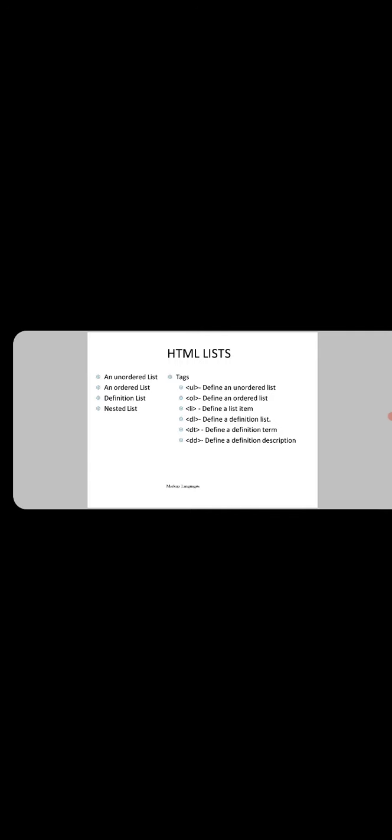So what are the different tags used in HTML? UL tag for unordered list, OL tag for ordered list, LI tag for list item, DL tag for definition list, DT tag for definition term, and DD tag for definition description. So these six types of tags are used in HTML programs. Next we discuss how to create and use lists in HTML.